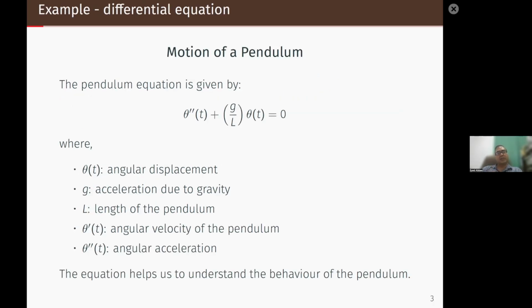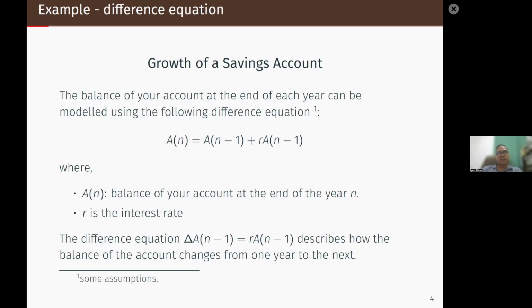So one such example is the motion of a pendulum, which can be modeled using a second order ordinary differential equation with these variables. Another such model is the growth of a savings account, which can be modeled using a difference equation, where R is the interest rate, and A_n is the balance in someone's account at the end of the year n. Then, under very ideal assumptions, this model can represent the growth of a savings bank account.